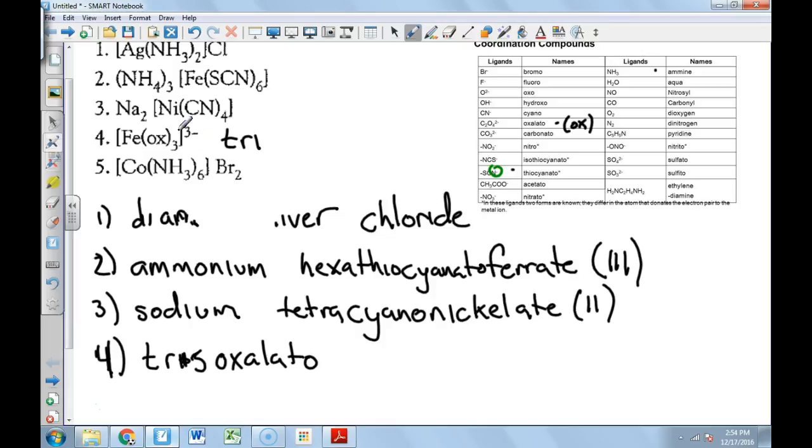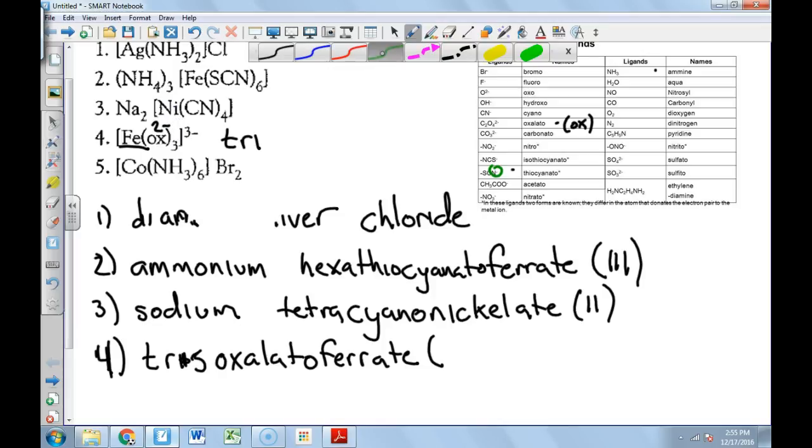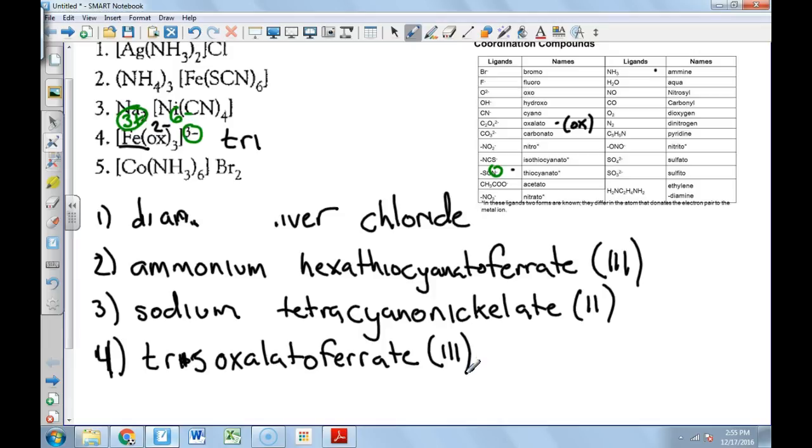Now this is a negative charge. Negative charge means that we have to use the Latin for that, so that's going to be ferrate again. Okay, and now it's a transition metal, so we need to indicate its charge. Well, oxalato is a 2 minus, so 3 times 2 minus makes that a 6 minus, and we want the total charge to be 3 minus, so this must be 3 plus. So this is going to be tris oxalato ferrate 3.